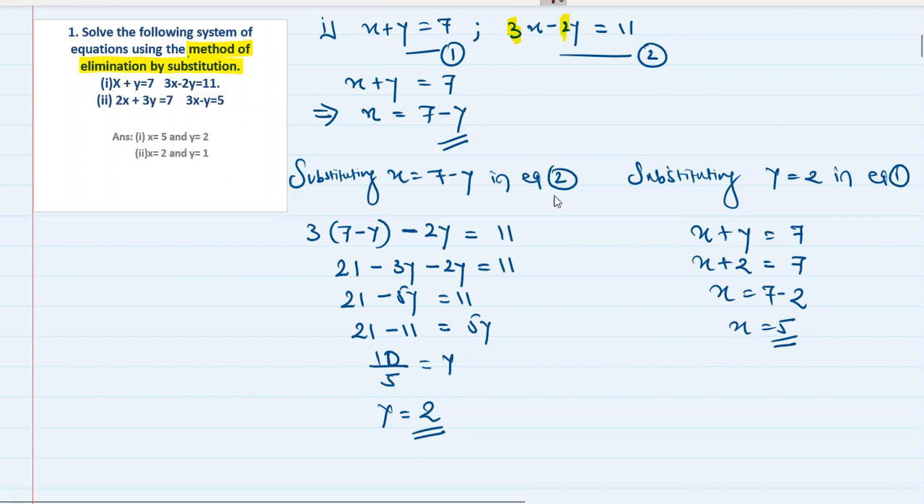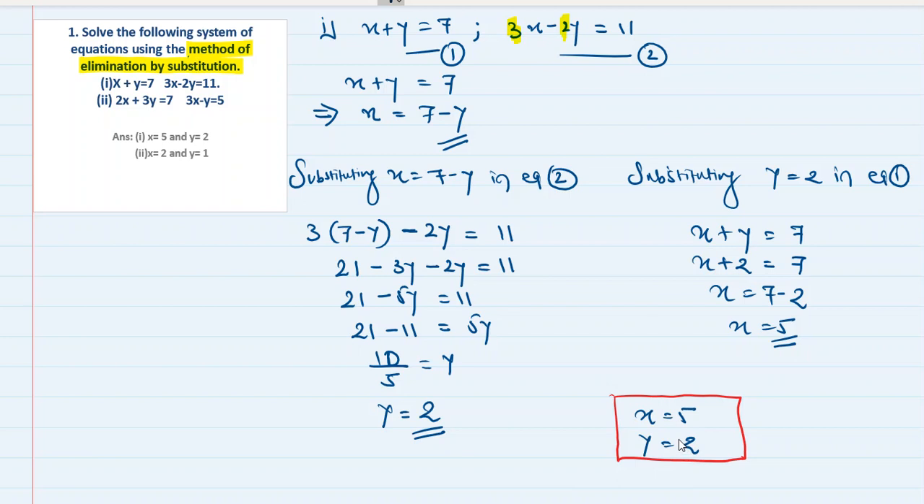Now finally what you should do is you should write the final answer in a box. Okay, highlight that box properly so that teacher knows that this is the final solution. So in that box you should write x is equal to 5 and y is equal to 2. This is the solution of the given system of equations, and we have solved it using elimination by substitution method.